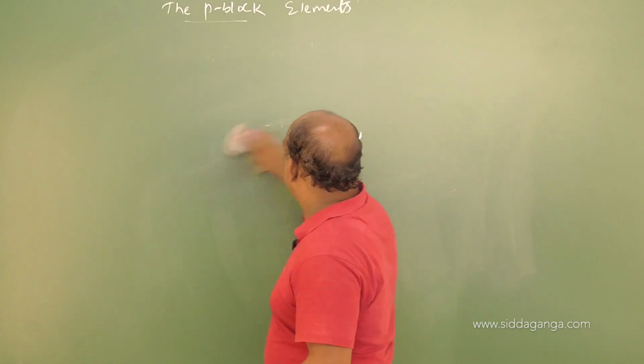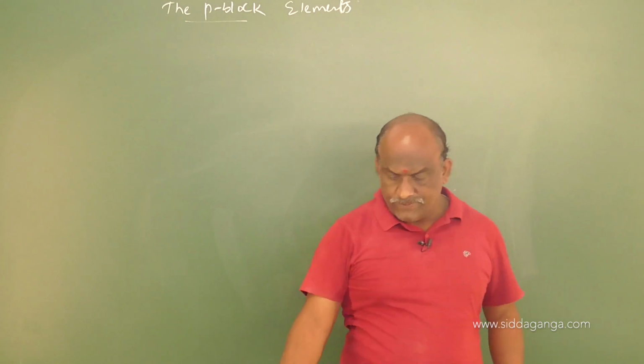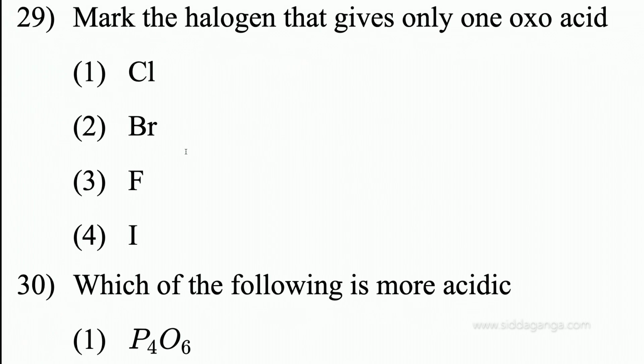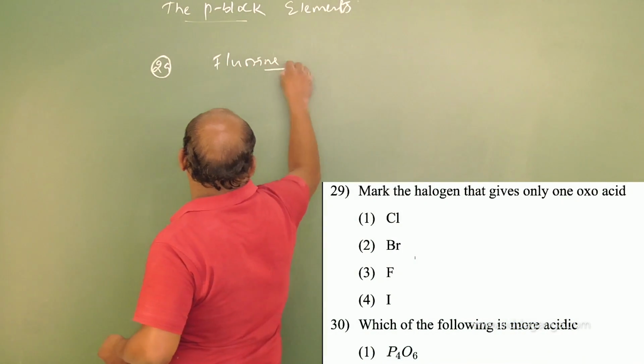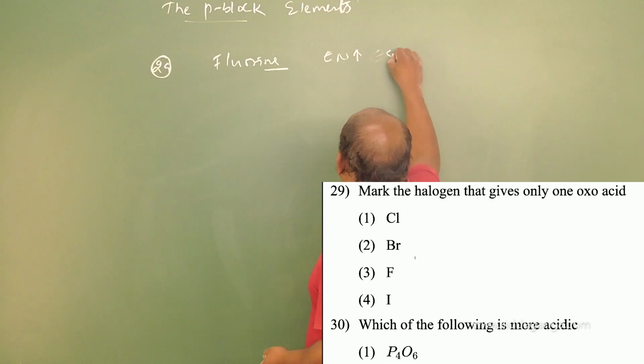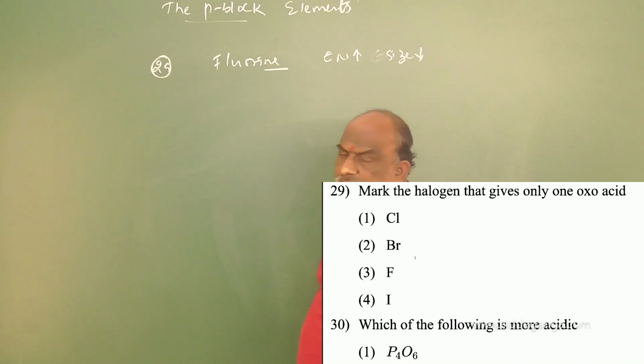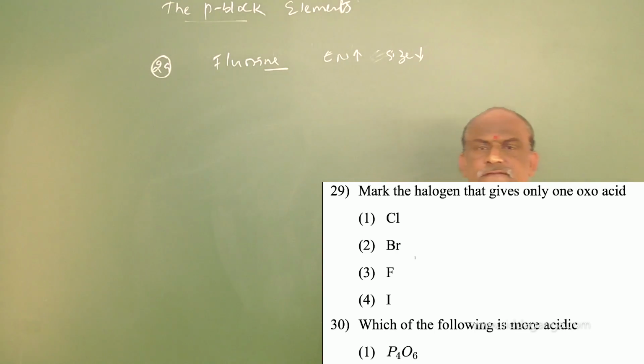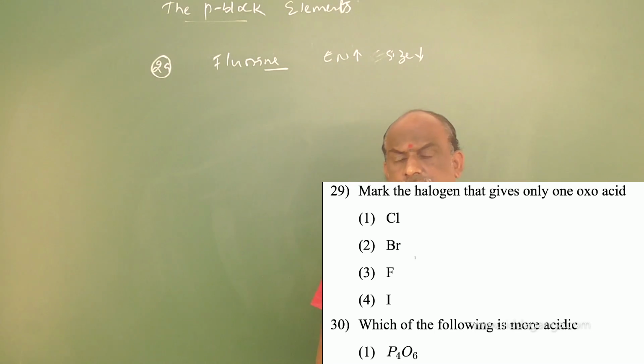After 25, next 29. Question 29 is a conceptual question: mark the halogen that gives only one oxo acid. The answer is fluorine. Why fluorine? Because its electronegativity is more, and its size is small. That is the only reason. One and only fluorine forms only one oxy acid. The remaining elements form different types of oxy acids.